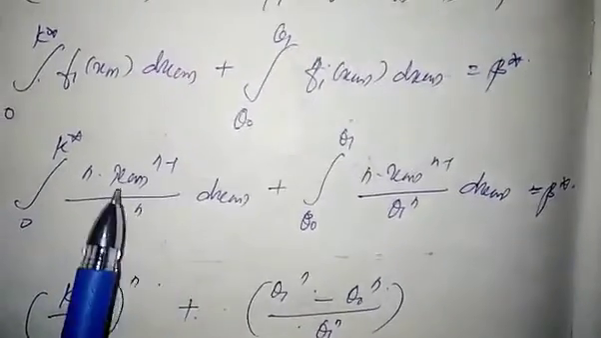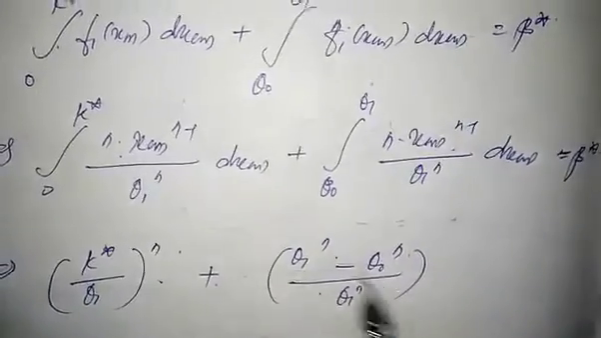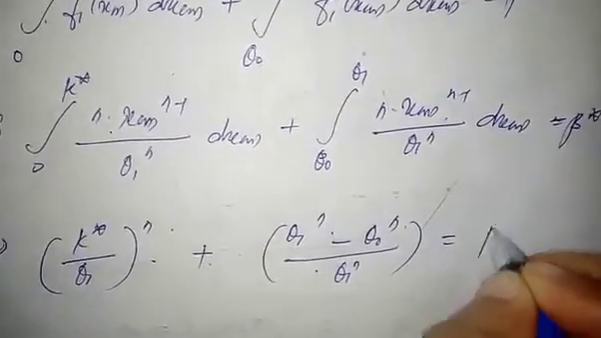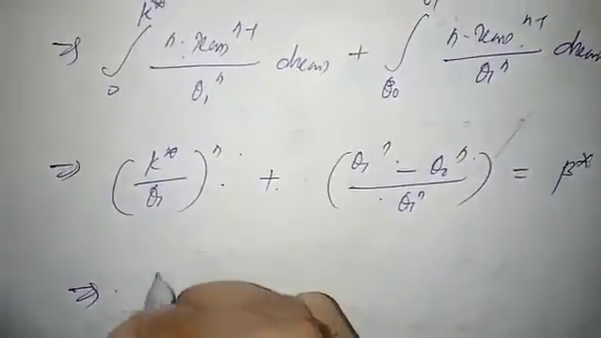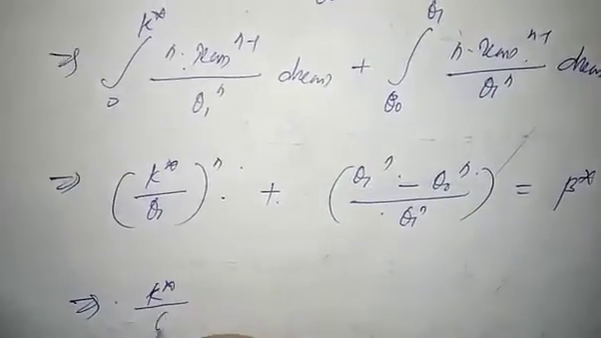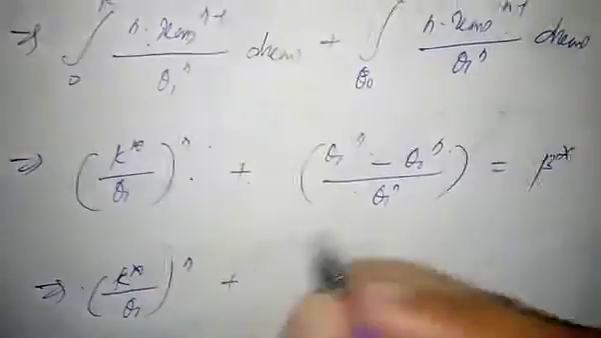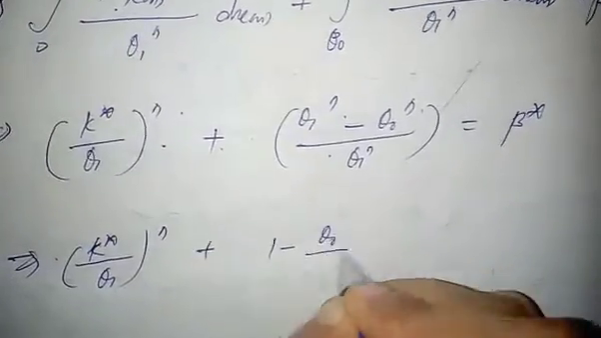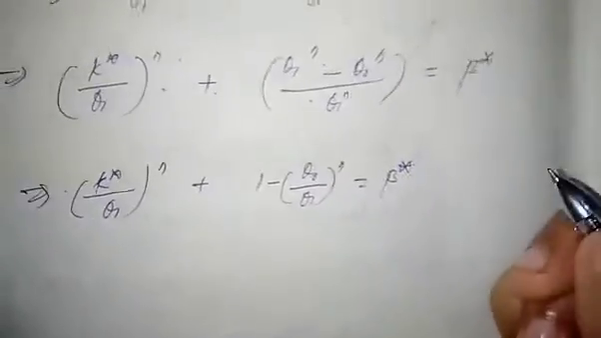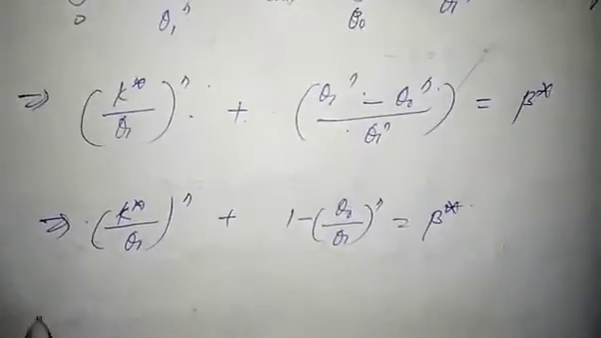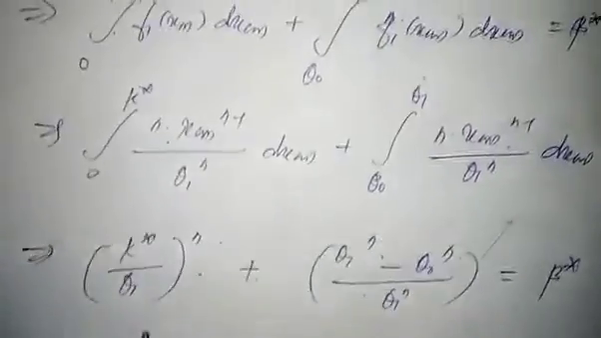So in your notebook you have to integrate this term, then you can write this step, okay. Then it is equal to beta star, which implies k star divided by theta 1 power n plus, you can write this term as 1 minus theta naught power n divided by theta 1 power n, which is equal to beta star. Here we know the value of k star, right? What is the value of k star? K star is alpha power 1 by n into theta naught, right?